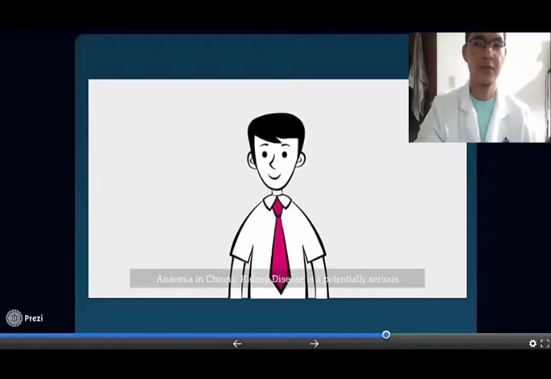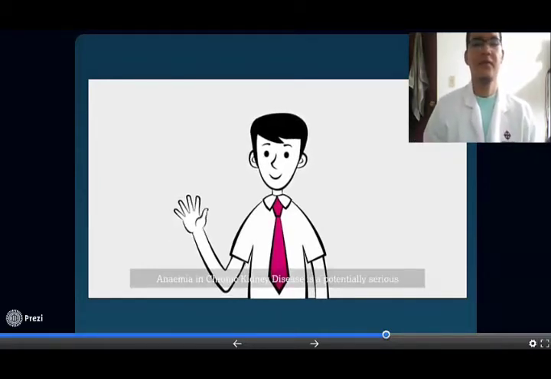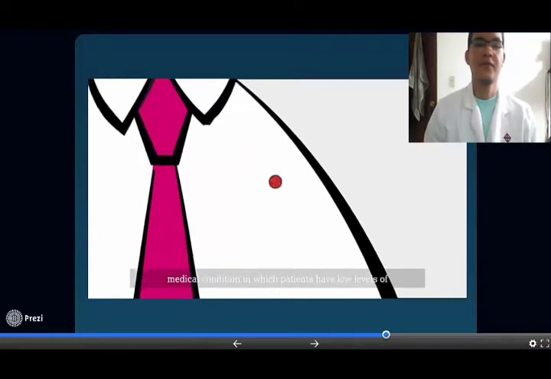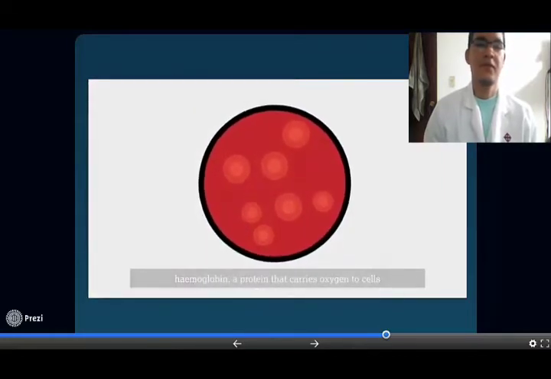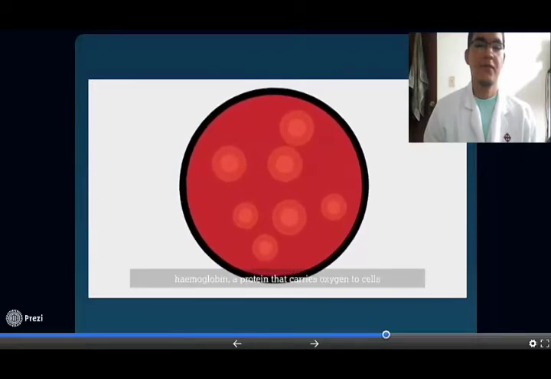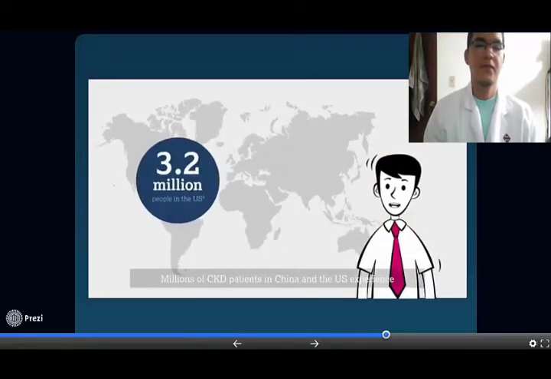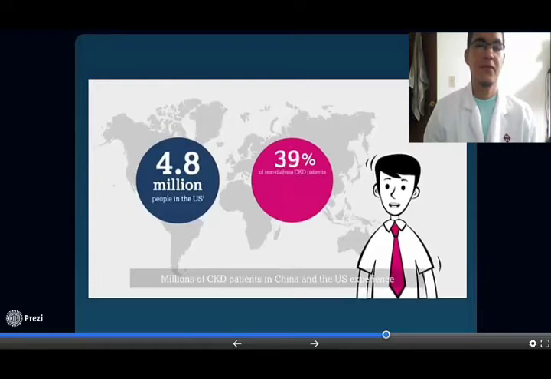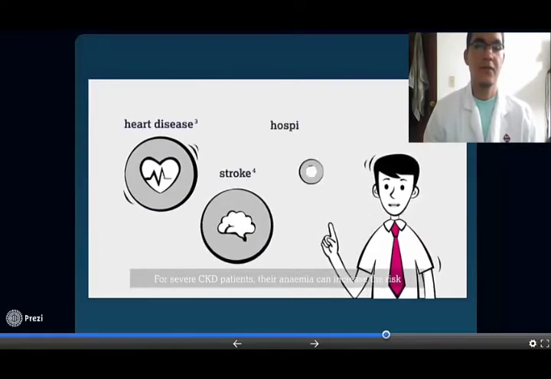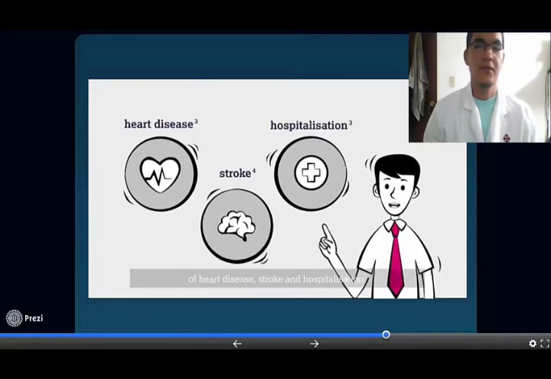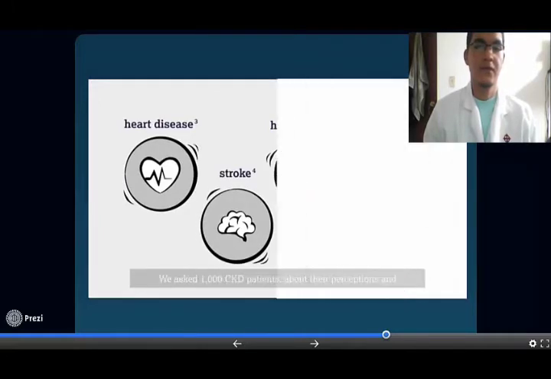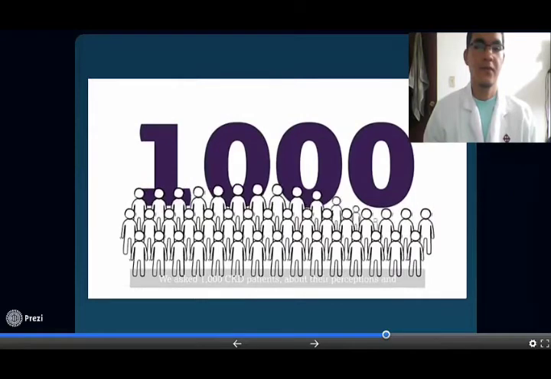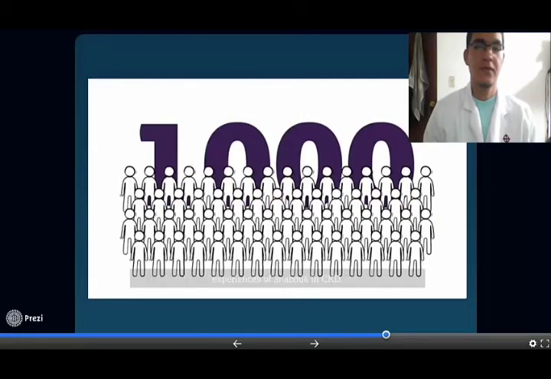Anemia in chronic kidney disease is a potentially serious medical condition in which patients have low levels of hemoglobin, a protein that carries oxygen to cells throughout the body. Millions of CKD patients in China and the U.S. experience this condition. For severe CKD patients, their anemia can increase the risk of heart disease, stroke, and hospitalization. We asked 1,000 CKD patients about their perceptions and experiences of anemia in CKD.